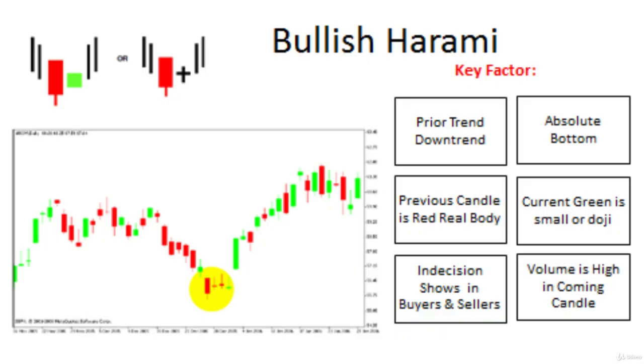In this candlestick formation, the pattern is also called Harami cross. As you see in the sample chart on your screen, there is a prior downtrend, and at the absolute bottom a big red candle creates a low, and the next candle looks like a doji. This clearly shows a reversal pattern.